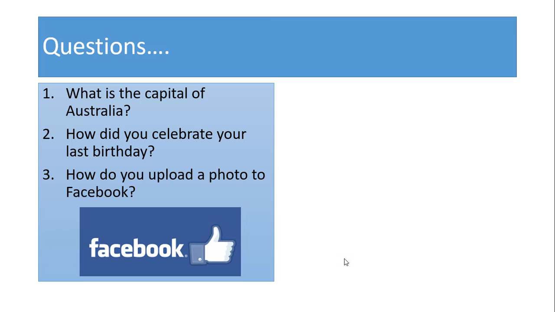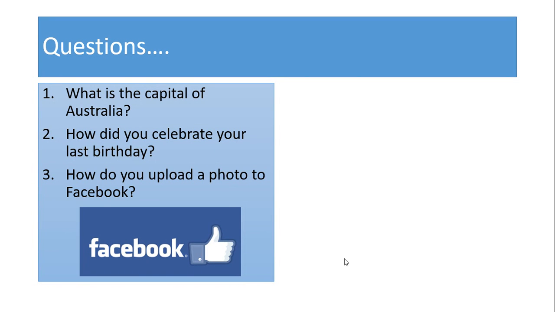Now, it's worth thinking about how we know that there might be different types of memory if you think about 3 questions like this. So you've got 3 separate questions. What's the capital of Australia? How did you celebrate your last birthday? And how do you upload a photo to Facebook? I'm old, so Facebook is as far as we go.